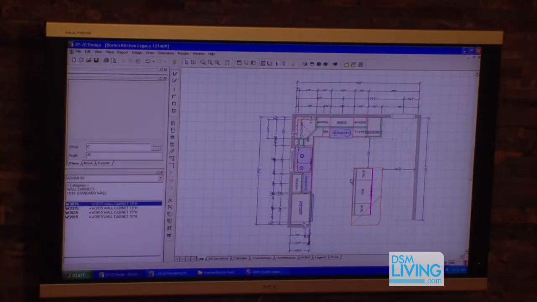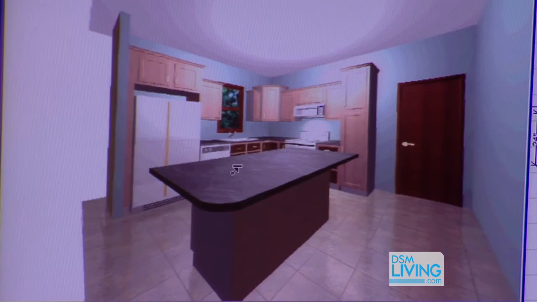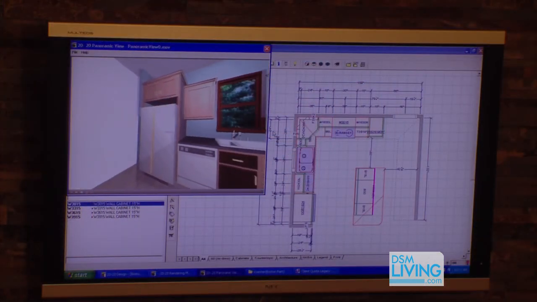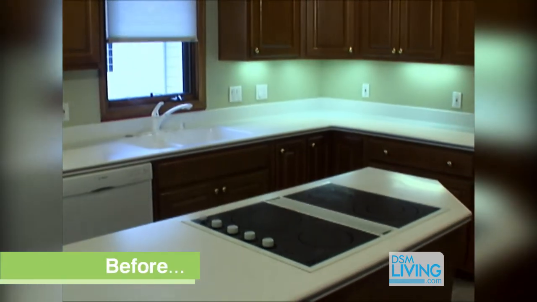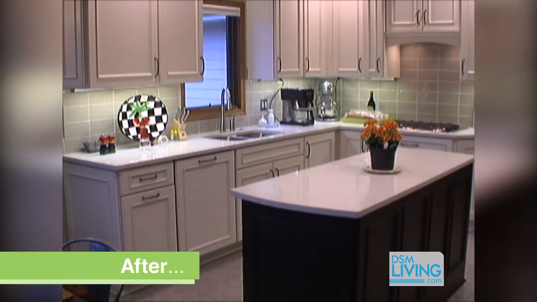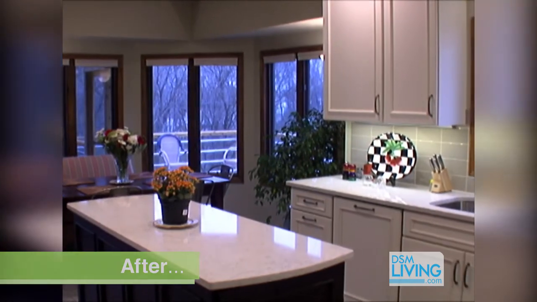Or maybe we create an area with a little bit deeper island where the kids can do their homework, or a spouse can read the paper while interacting with that other person. And that's another thing you think about, and that's what sets kitchen design showrooms apart from your typical cabinet shops, because we try to look into those things.